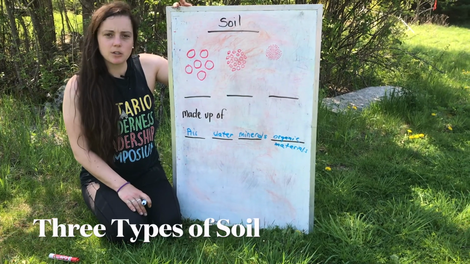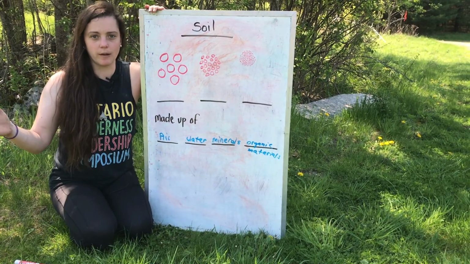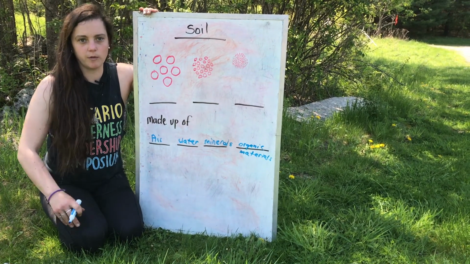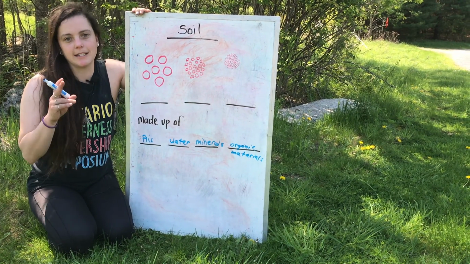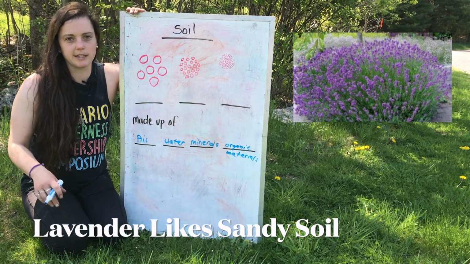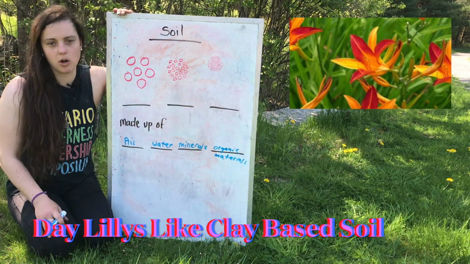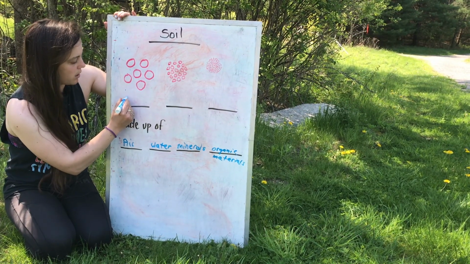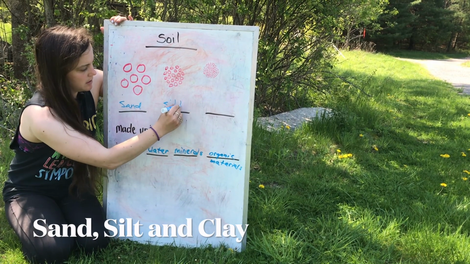There are 3 types of soil. What type of soil you actually end up with, or what types of plants grow in it, is based on the mixture of these 3 types of soil. So if you have a soil with lots of sand in it, it's considered a sandy soil, and there are certain types of plants that like to grow in that. If you have a soil with lots of clay in it, it's called a clay-based soil. The 3 types of soil here are sand, silt, and clay.